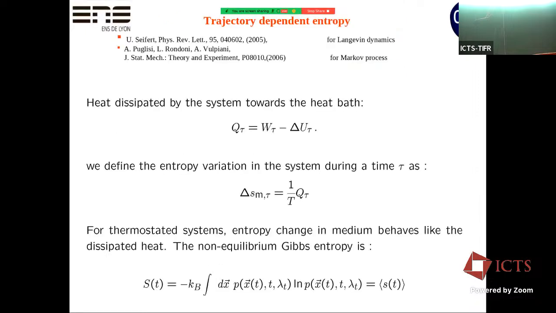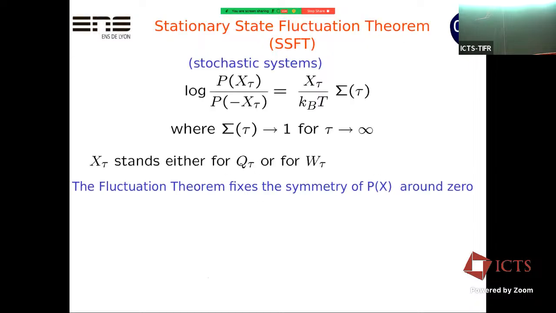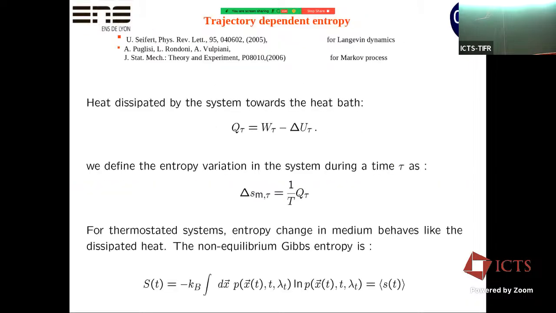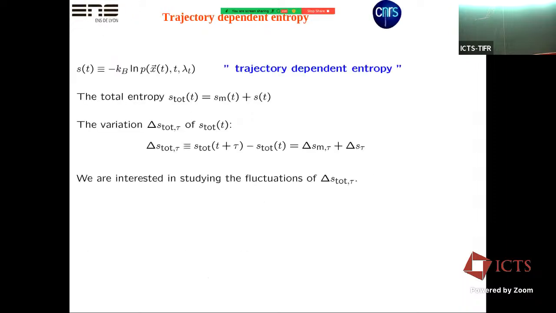Probably I mentioned here a paper by Udo Seifert in PRL in 2005, but then it was also checked, for example, in Markov processes, independently by Puglisi, Rondoni, and Vulpiani. Okay, so here you can define the variation of the total entropy over a time tau.